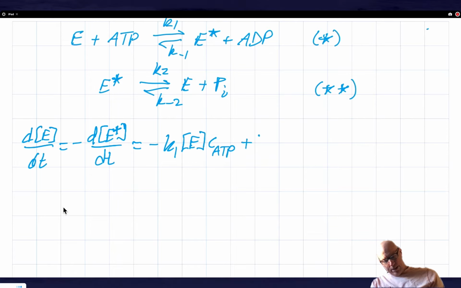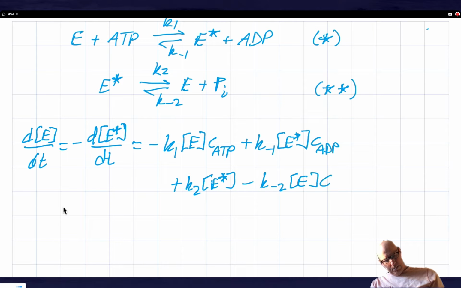I have a plus K minus 1 and then an E star times C ADP. I have a plus K2 E star, and finally I have a minus K minus 2, and that one is E times Cp. So that is the fundamental governing kinetic equation.